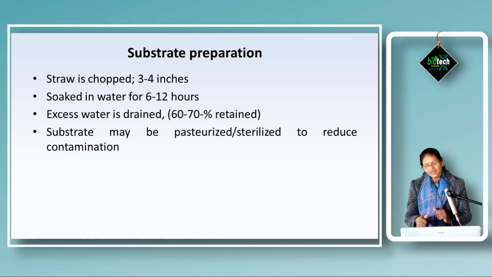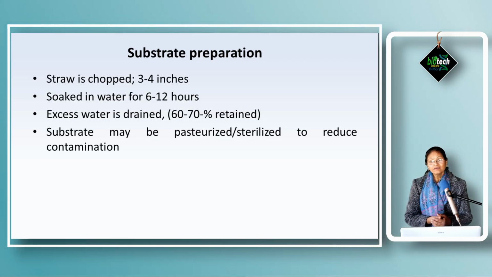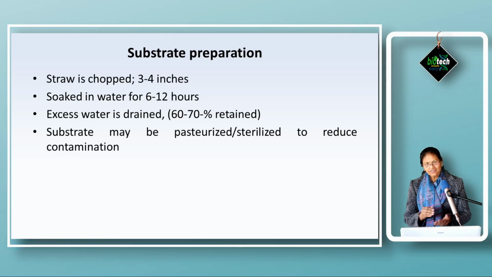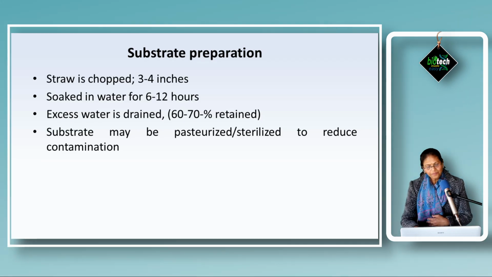And the substrate may be pasteurized or sterilized to reduce the contamination. There is always the problem of the growth of blue mold, which is a contamination. So to avoid that, this straw should be pasteurized, which is done at a low temperature of about 60 to 72 degrees centigrade for 1 to 2 hours, or it can be sterilized at a high temperature of 121 degrees centigrade at 15 pound pressure. So both can be done.